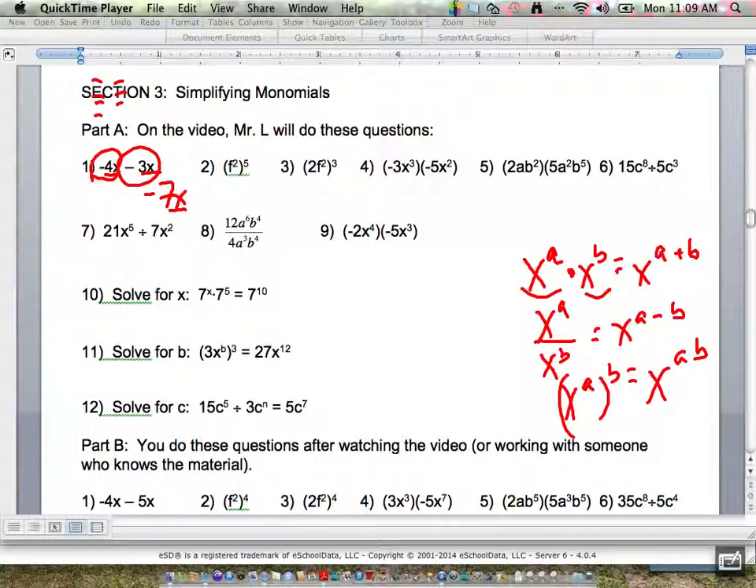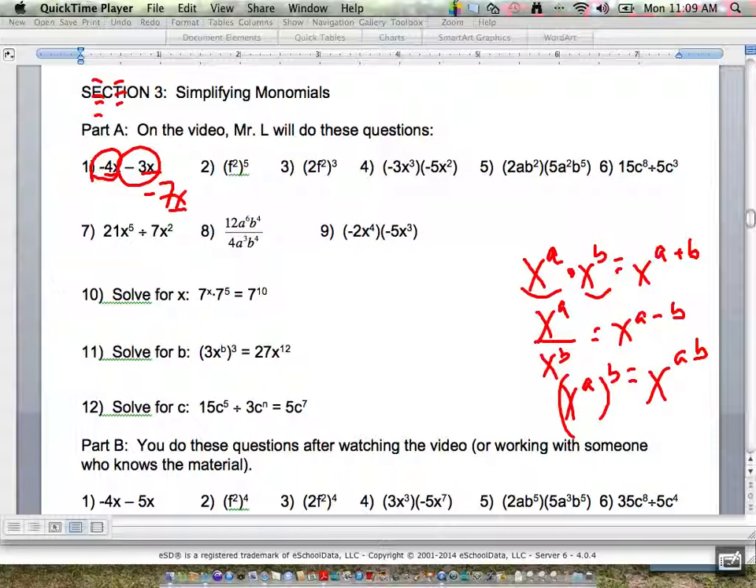Everything kind of takes a step down in terms of the level of operations. When I multiply, I add exponents. When I divide, I subtract exponents. Adding is like simplified multiplication. Subtraction is like simplified division. And multiplying is like simplified exponentiation. So if I multiply, I add exponents. If I divide, I subtract exponents. If I raise a power to a power, I multiply exponents.